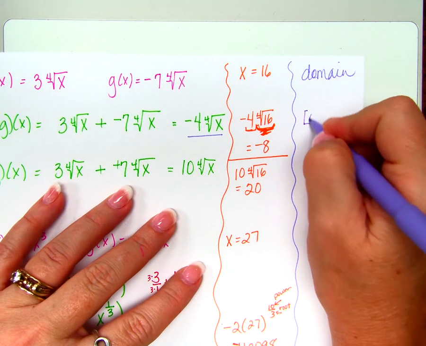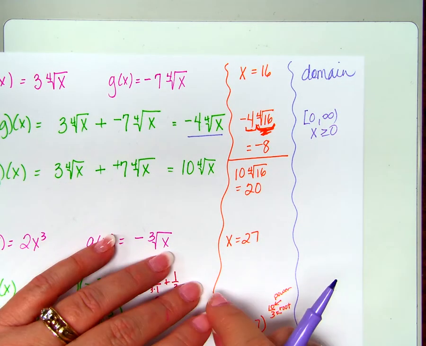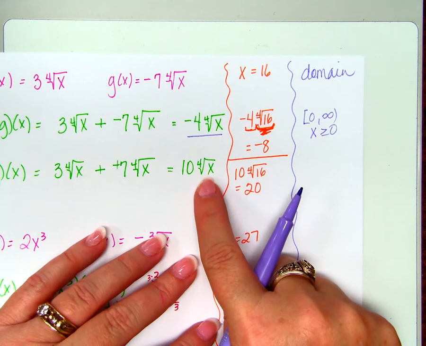That would be just 0 to infinity, right? Or x is greater than or equal to 0. Either way you put it is fine with me. Well, what about this one? How is this one different than this one?